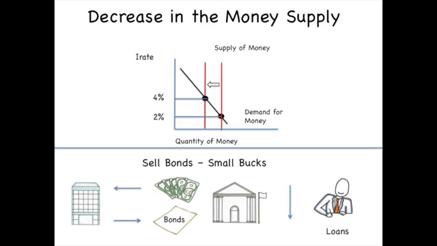The third action the Fed can take is the most popular action, the action that is done every day in the Bank of New York, and this is the selling of bonds. Sell bonds, small bucks. If I'm the Federal Reserve, I offer a bank a bond. In exchange for that bond, the bank gives me cash. By giving me cash, the Federal Reserve is removing that cash from the economy. Therefore, the bank no longer has that cash and can no longer use that to make loans.